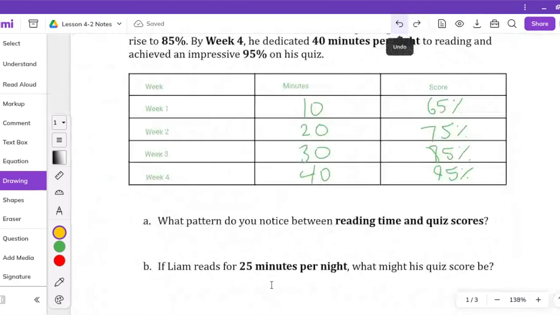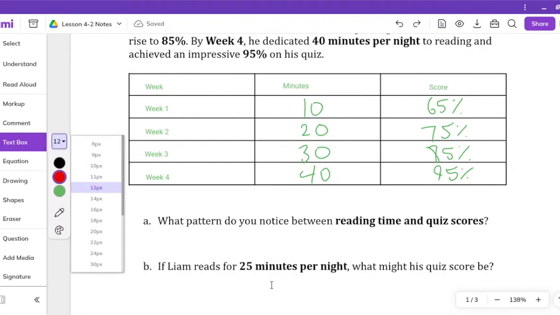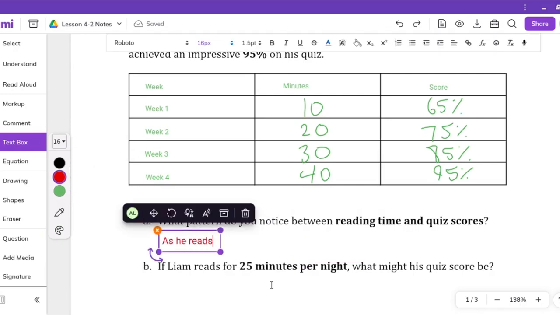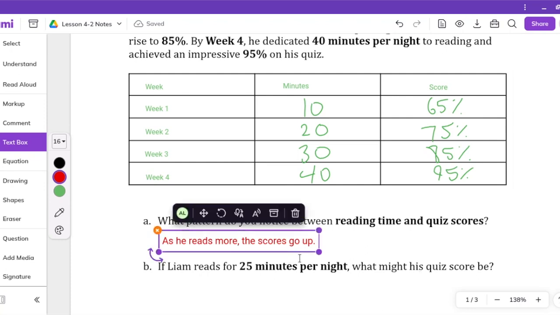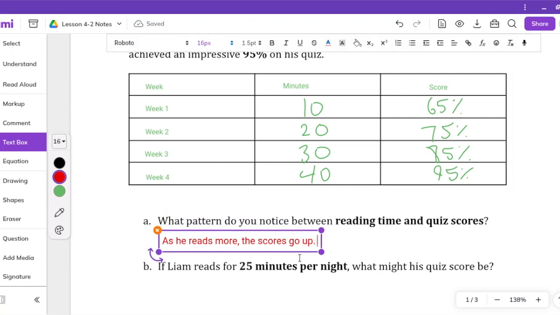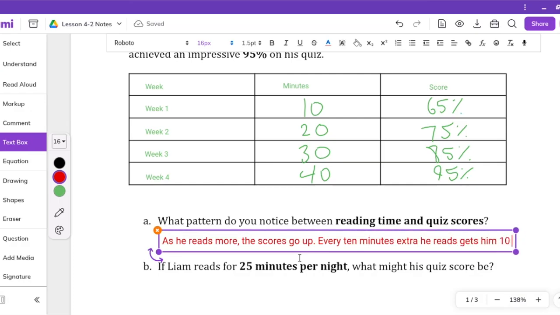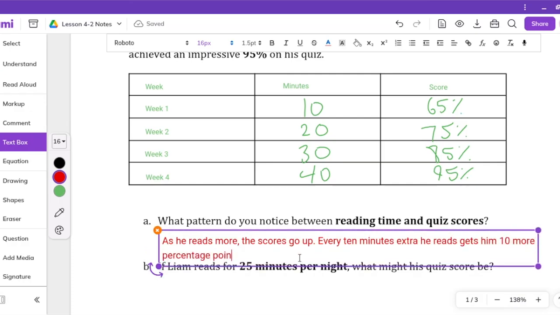So what pattern do you notice between reading time and test scores? There, let me give it a little bigger here, okay? As he reads more, scores go up. In the second half of the chapter, we're going to talk about something called a correlation. I think we would be a bit more specific about this because you do notice a pattern, right? Every 10 minutes extra he reads gets him 10 more percentage points.